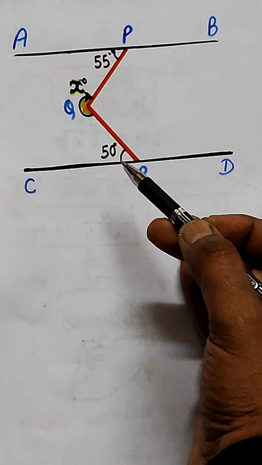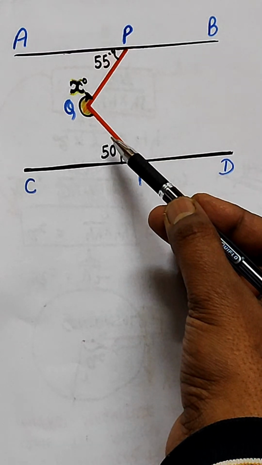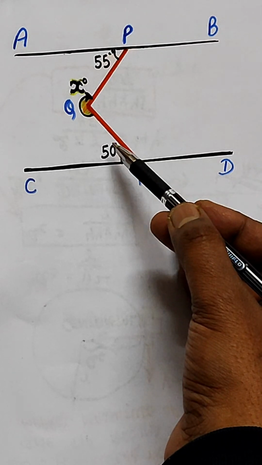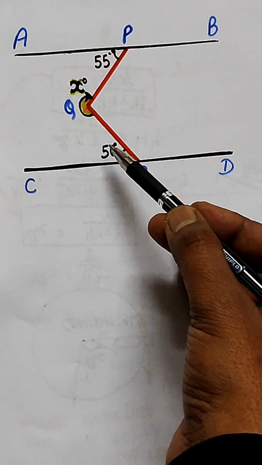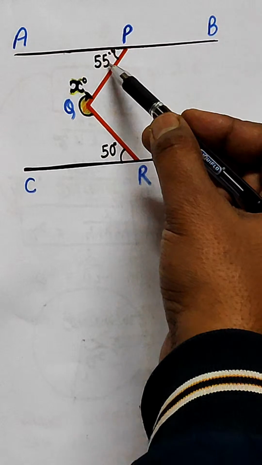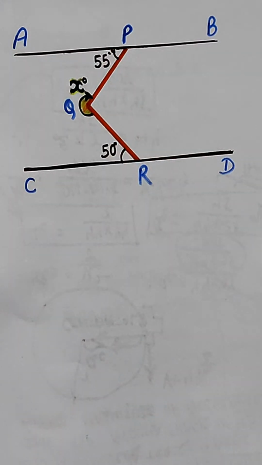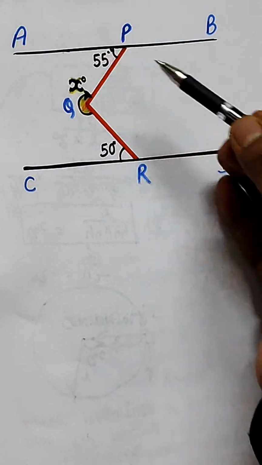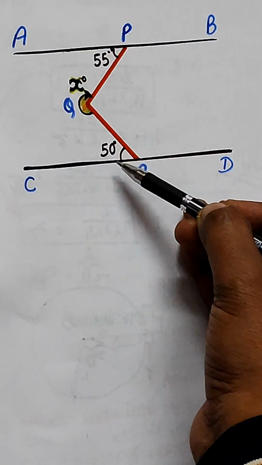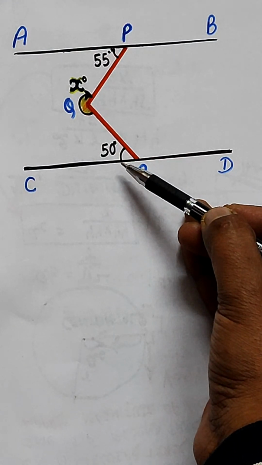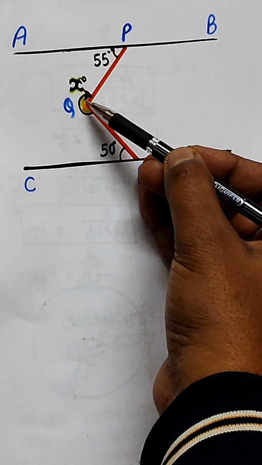We need to find the value of this angle x. How will we calculate it? Let us see. In this question, it's given that the value of angle APQ is 55 degrees. What is APQ? APQ is this angle, which you are observing. And another angle CRQ is 50 degrees. This is also given. Now we need to find the value of this angle x.